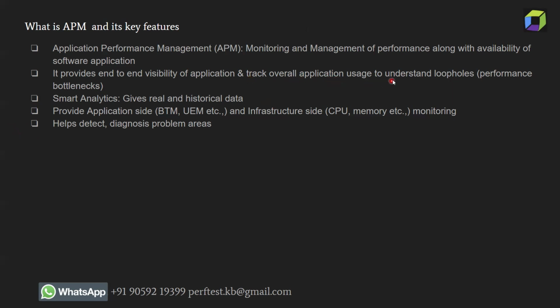And track the overall application usage to understand the loopholes or any performance bottlenecks. And any APM tool also has a smart analytics feature, which gives real and historical data. And it provides both application side and infra side monitoring. When I say application side, it provides business transaction monitoring, in short called BTM, and UEM, which stands for user experience management, right? And on the infra side, it helps us to monitor resource level metrics, server resource level metrics, etc. And it also helps to detect and diagnose the problem areas directly.